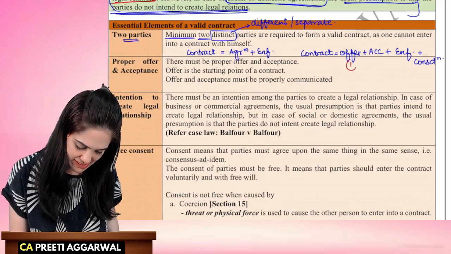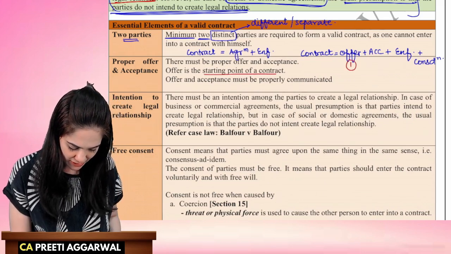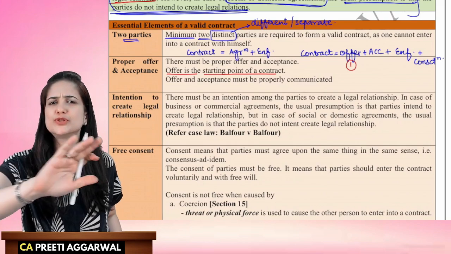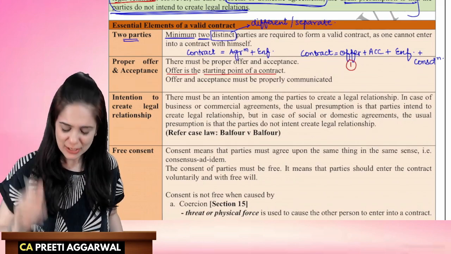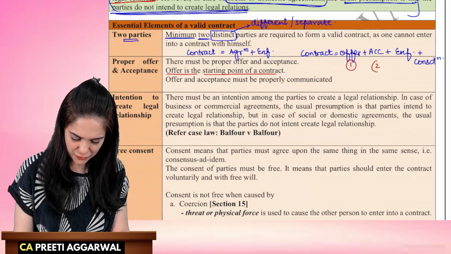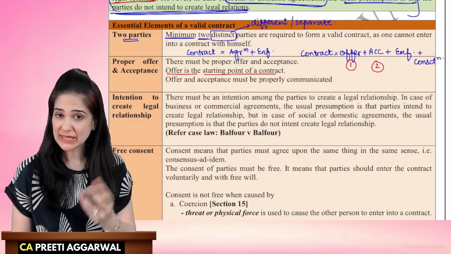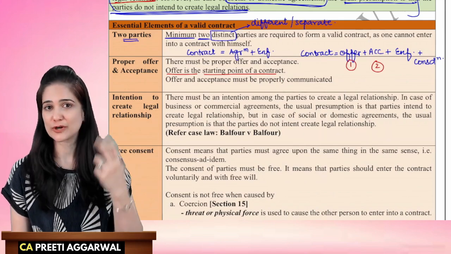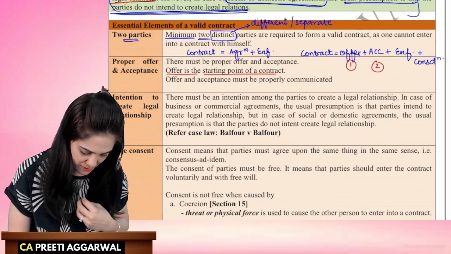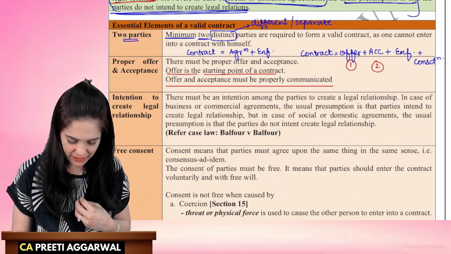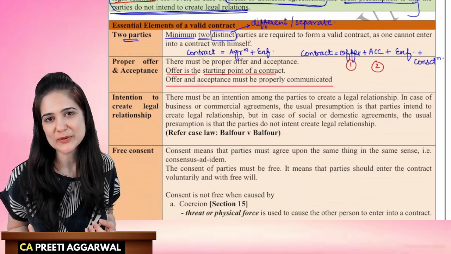Offer is the starting point of contract. No offer, no acceptance, no contract. So offer is the starting point of contract, and this offer must be properly accepted. Only then it will become a contract. That is the very start of the contract. Offer must be properly communicated. Similarly, acceptance must also be communicated.